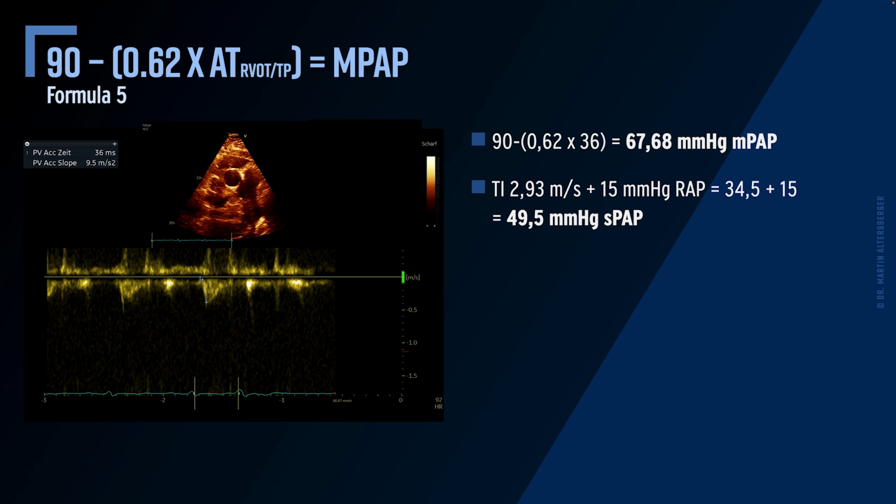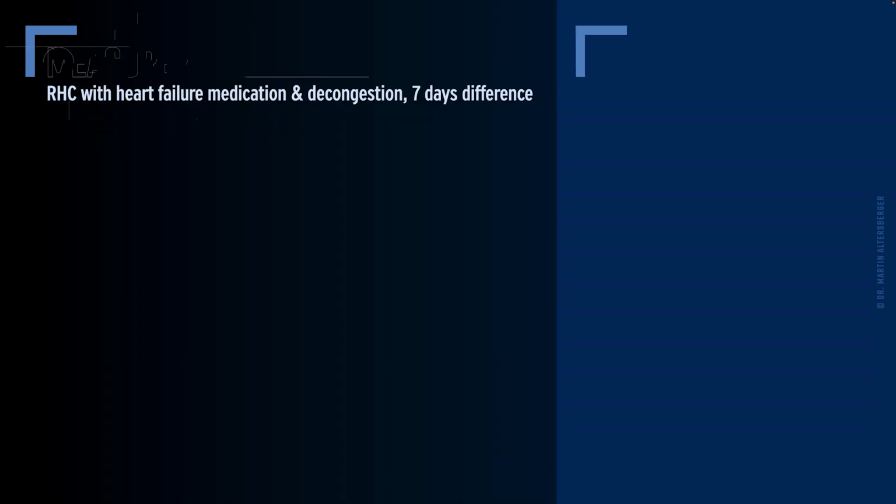Now, of course, we have divergent interpretation of these pressures. The sPAP, the systolic measurement, is around 50, but the mean pulmonary arterial pressure in this formula is even higher, so that's literally impossible. Keep in mind, all the formulas are estimates, so sometimes they are a bit off. In this case, the mean pulmonary artery pressure definitely shows a measurement error. The sPAP of 50 millimeters of mercury we measured directly, so this is most likely a more accurate measurement.